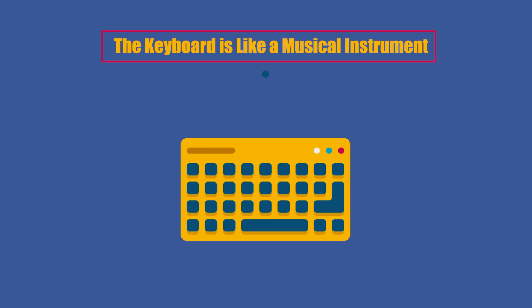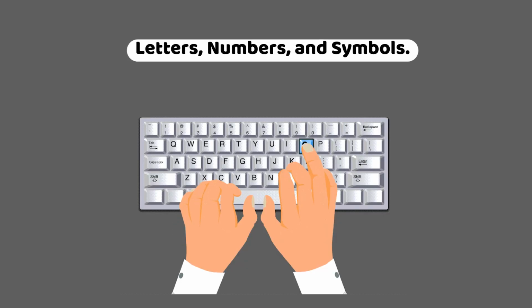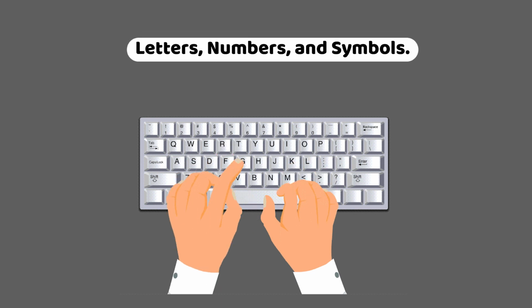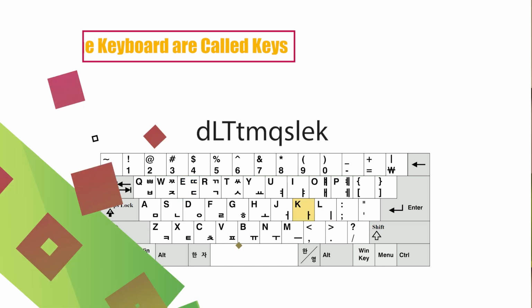Keyboard basics. Let's start with the basics. The keyboard is like a musical instrument, but instead of playing notes, we type letters, numbers and symbols. It has rows of keys with letters from A to Z, numbers from 0 to 9, and special keys like Enter, Shift and Spacebar. The small buttons on the keyboard are called keys. There are several keys on the keyboard. Let's learn about these keys.